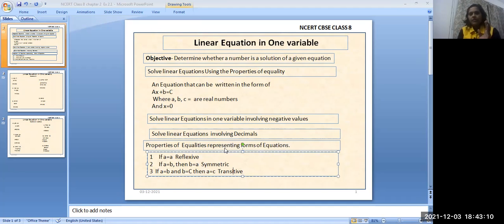Properties of equalities representing forms of equations. There are 3 forms of equation. One, A is equal to A is reflexive. A is equal to B and B is equal to A is symmetric. And if A is equal to B and B is equal to C, then A is equal to C. This is a form of transitive.